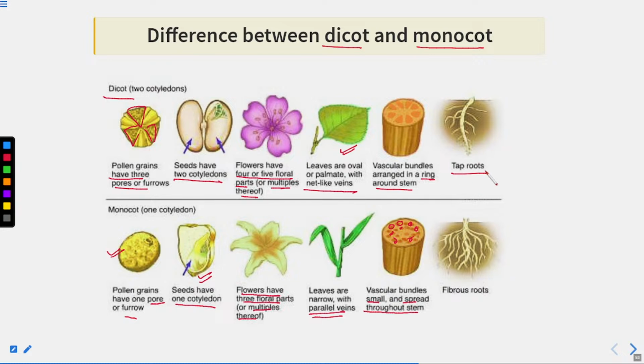If we talk about the root, then dicots have a tap root system. And in the case of monocots, they have fibrous roots. Many roots emerge at a point, and there is no main root, right? But in the case of dicots, they have one main root that is called the taproot.